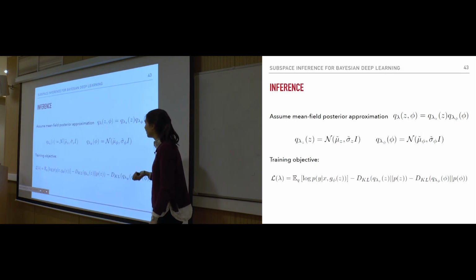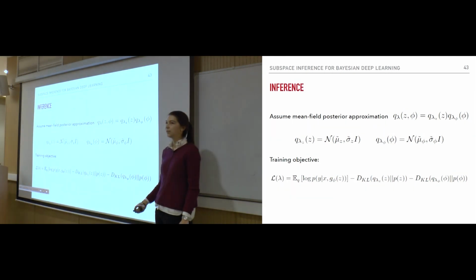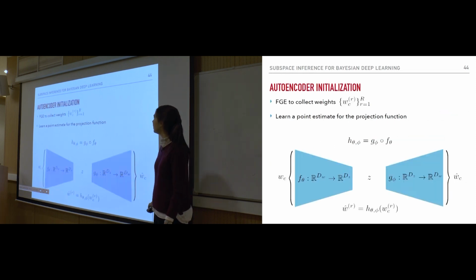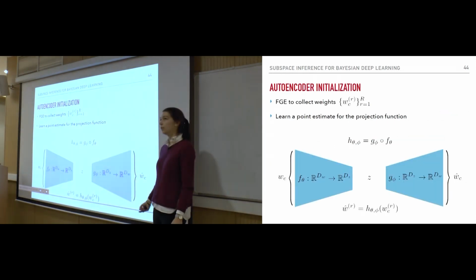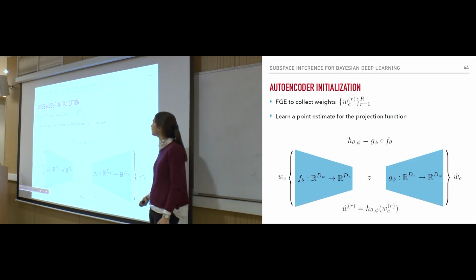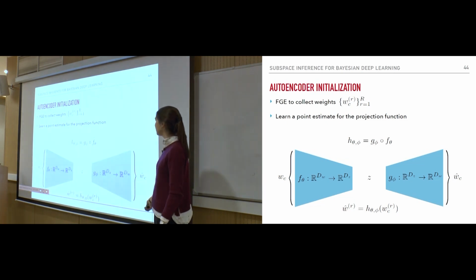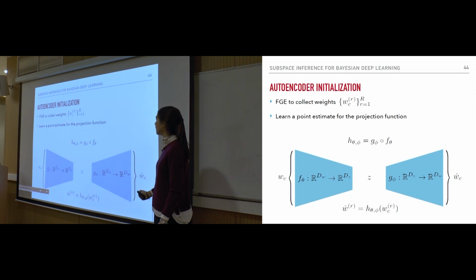But the authors encountered some numerical stability problems when training this objective, because they were jointly optimizing for uncertainty in Z and in phi, and that wasn't working well. The fix that they suggested is to use a good initialization for phi. In particular, they wanted this decoder phi to be biased to produce well-performing weights in terms of neural network function space. The particular method they used was collecting some good performing weights using fast geometric ensembling.